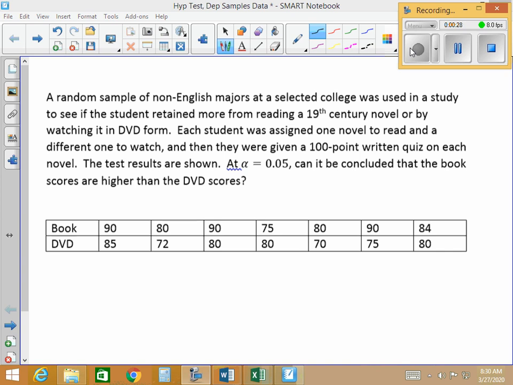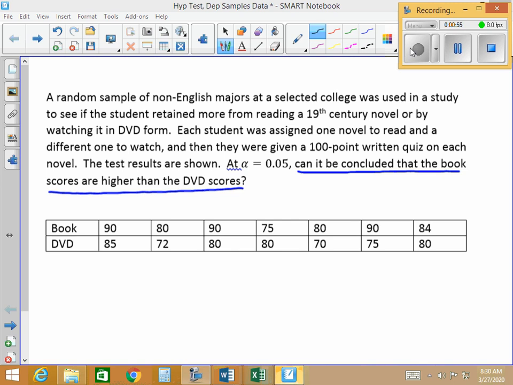So each of these students, we gave them a book to read, and then we gave them a test. And then at another point in time, we gave them a DVD of a different book and had them watch the movie instead and then take a test. And we want to conclude whether or not the book scores are higher than the DVD scores.